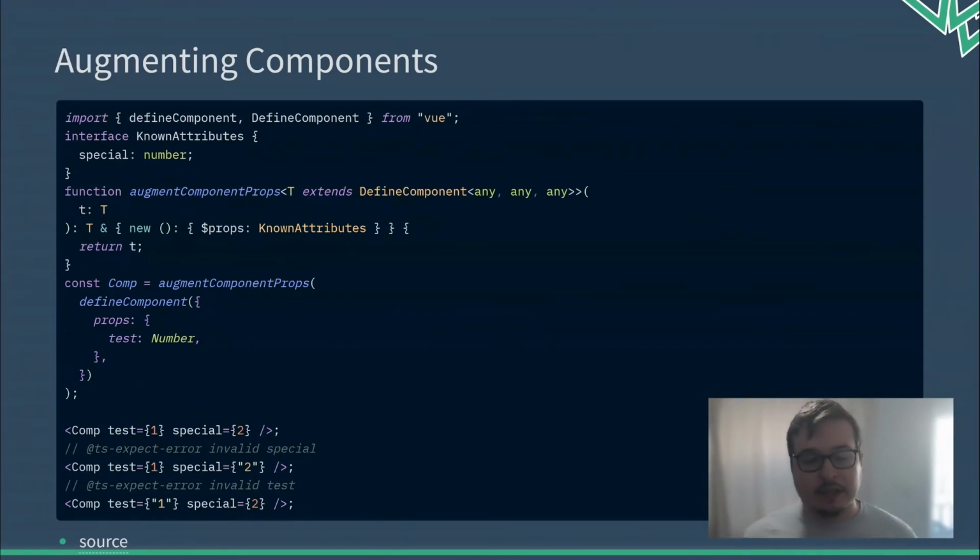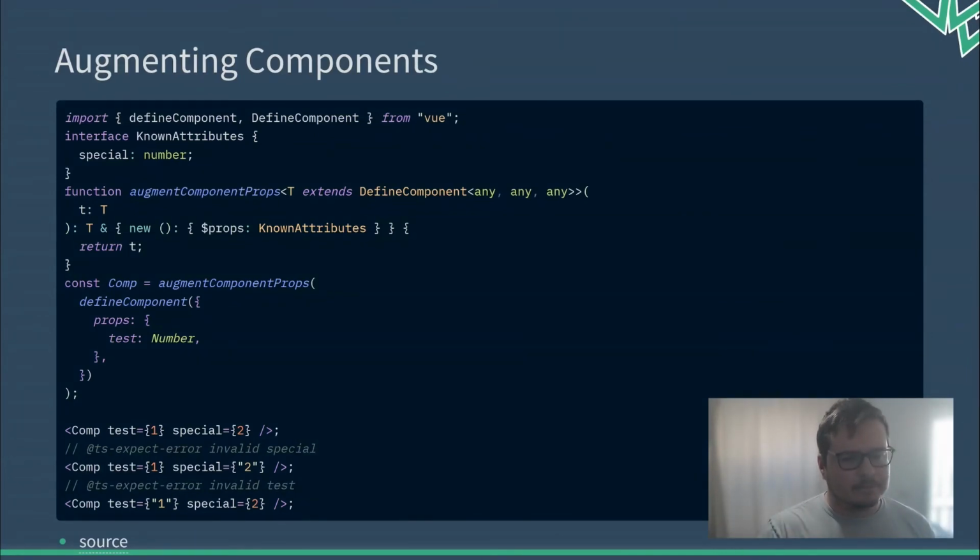So you can see that the first line, comp test, is working, so it does work. On the second line, we try to pass special as a string, and it does not work. On the third line, we pass test as a string, but it should be a number, so it also doesn't work. So this is just a really simple example that we can use.